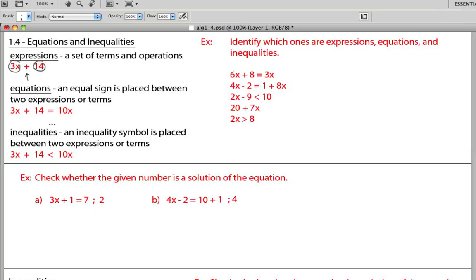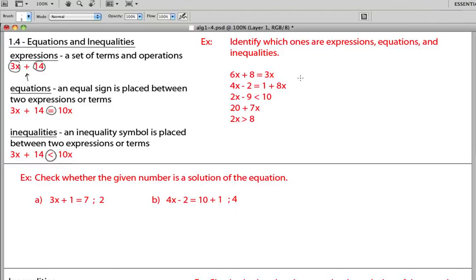An equation is basically if there's an equal sign present, and on either side of the equal sign they could be expressions or terms, then we would call this an equation. Same thing goes for inequalities, except instead of an equal sign, you're going to have an inequality symbol. So let's look at this example over here.